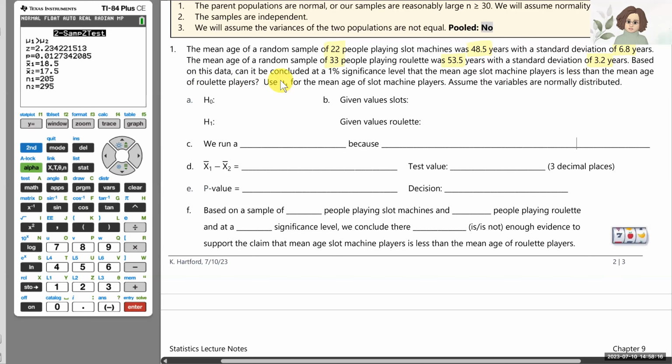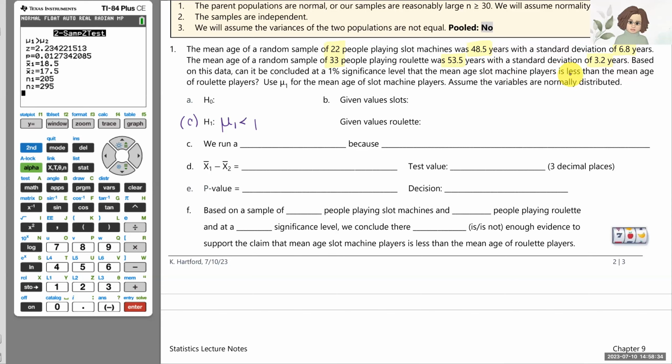All right, and we'll let our first population be our slot machine players. So let's write our claim here. The claim that they're testing is that the mean age of all slot machine players is less than the mean age of all roulette players. So the null hypothesis will be that they are equal.